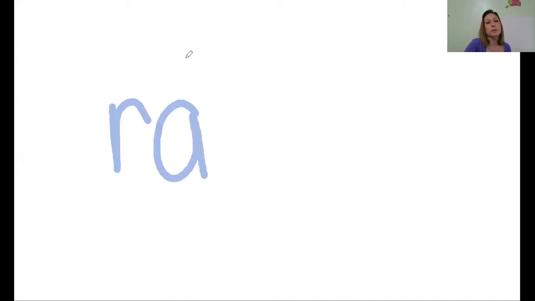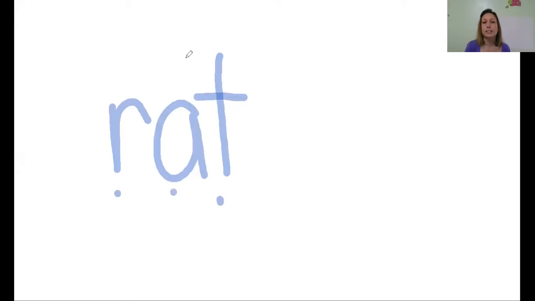am going to get ready to share my screen with you. And as I'm doing that, I want you to think about what sound the short A makes. What sound does the short A make? Short A says ah. Today we are going to start working on long A. So we have this word that we know. What is that word? Rat.